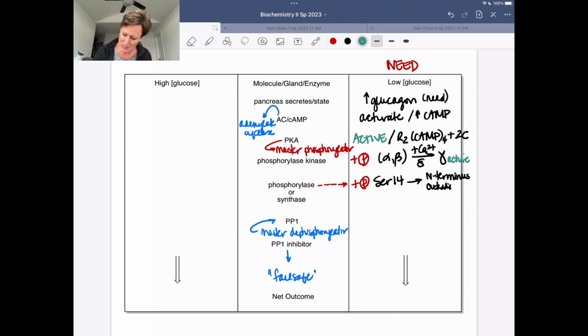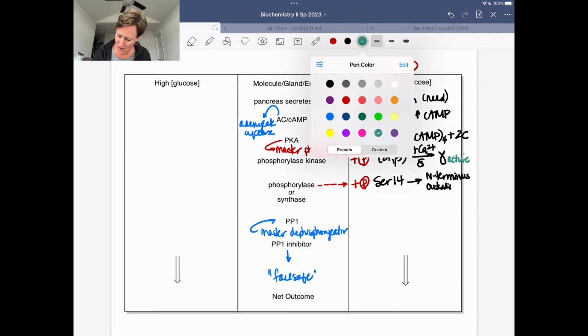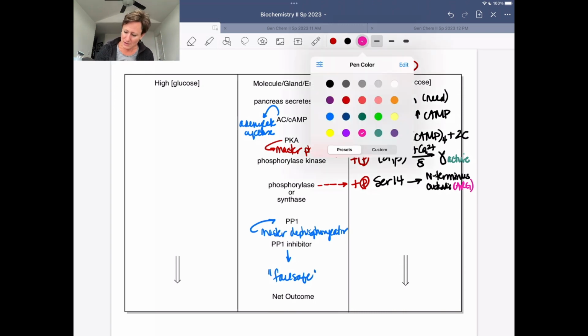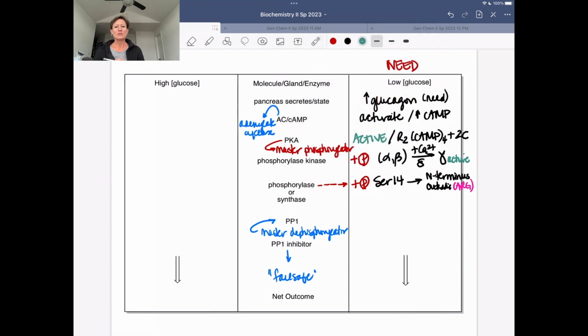And remember, it's going to be locked in place by those critical arginine residues. So I'm going to just put arginine residues there. That's reminding us that we're going to have those residues lock it into that R state. And again, we're going to have phosphorylase now be active. So phosphorylase is going to be active.